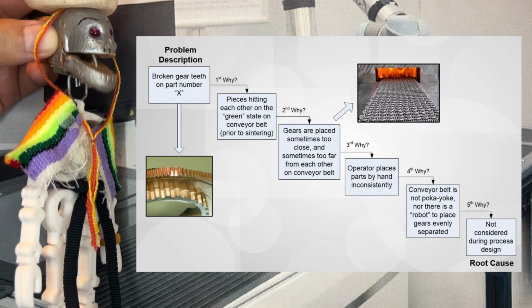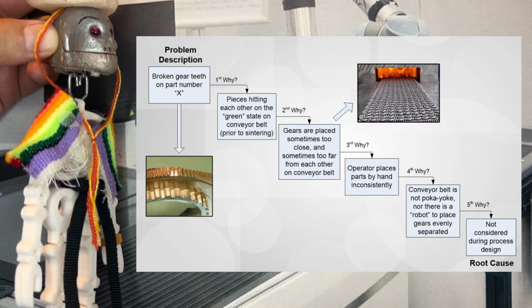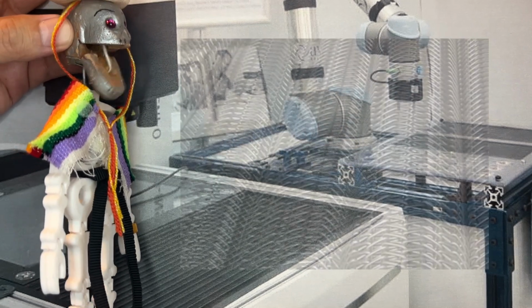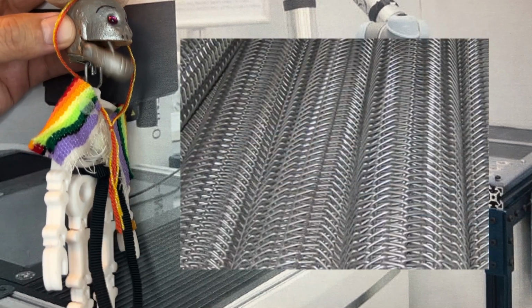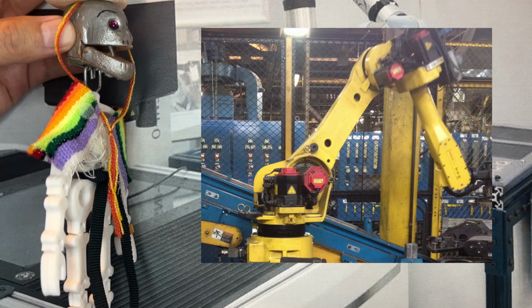So we have found the root cause of the problem, which is a process design issue and not a human error. The corrective action then is going to be either poka-yoke the conveyor belt so the operator places the gears consistently, or we need to use a robot. I can tell you that we ended up placing the robot.